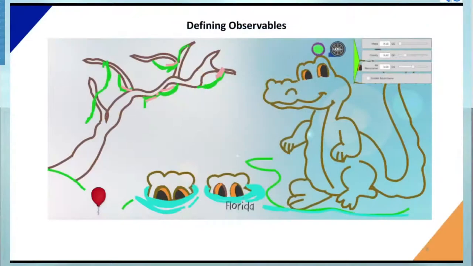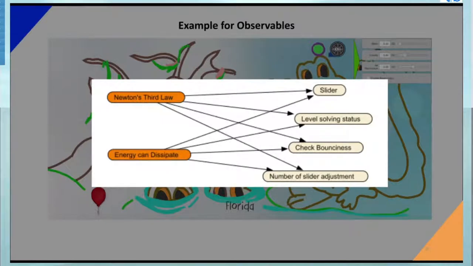Here's an example of a game level called Florida, where students have to change those sliders in order to solve the game level. And these are the four observables that we came up with for this game level. Sliders, whether or not they are trying the right slider in this game level; solving the level, if they solve the level or not, they would get some scores for that; and checking the bounciness.